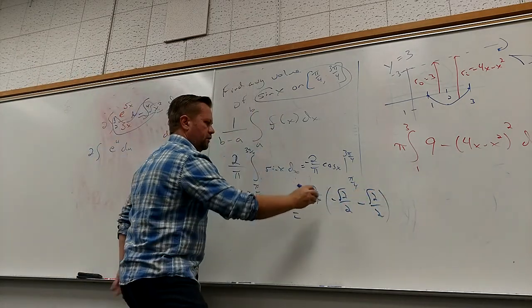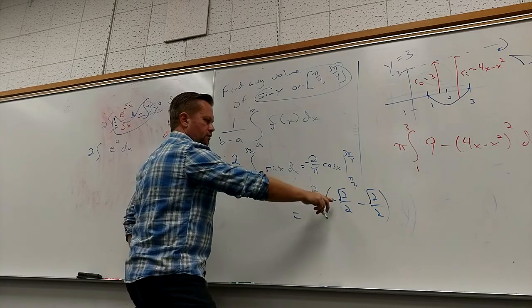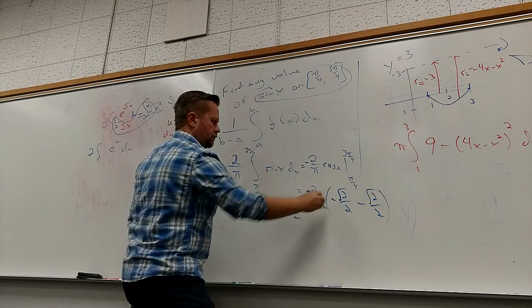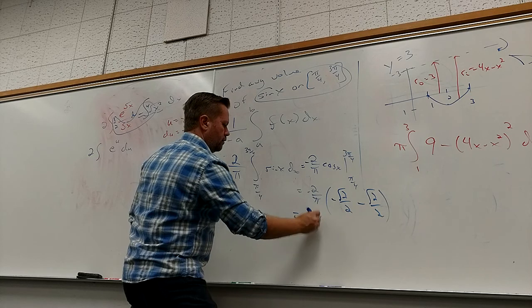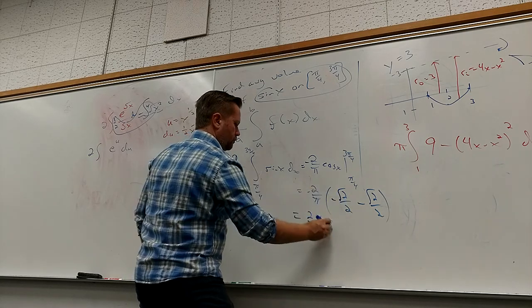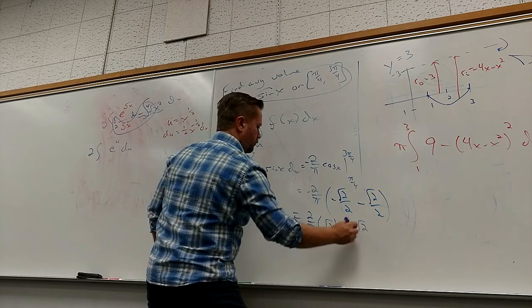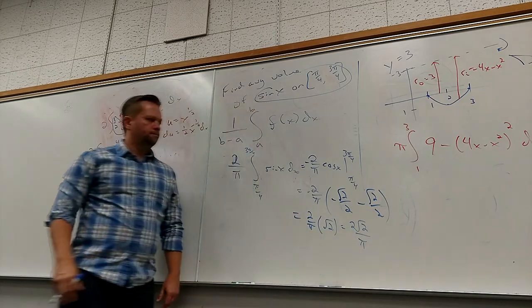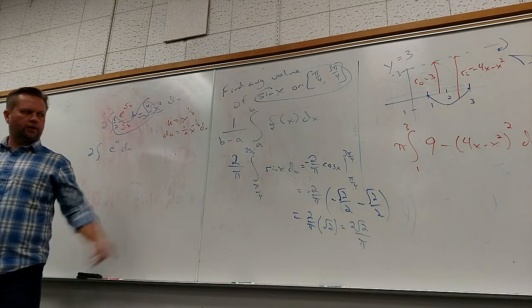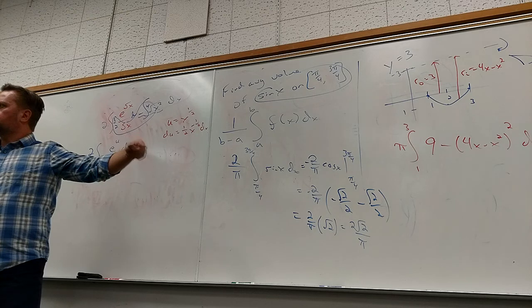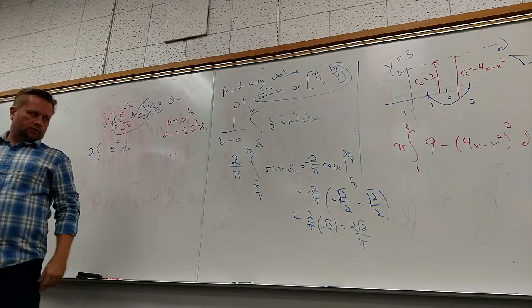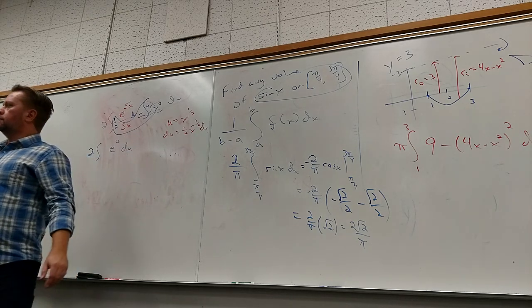So then you get something very interesting. The negatives go away. You get 2 over pi times root 2, 2 root 2 over pi. Right? The negatives cancel. You get a whole root 2 on the inside. I don't know. It's neat to me.